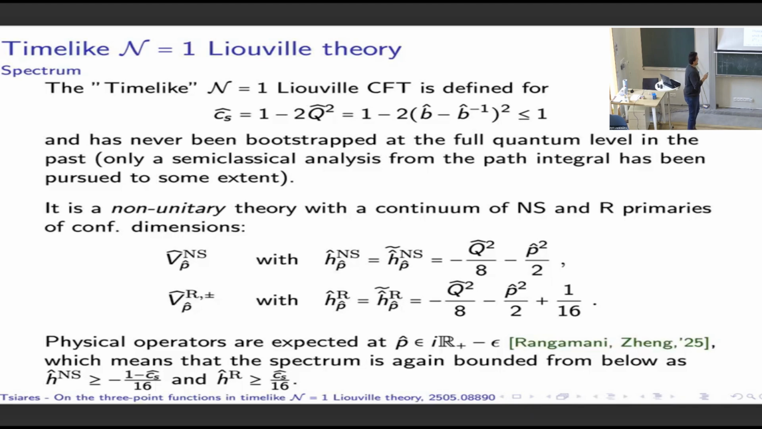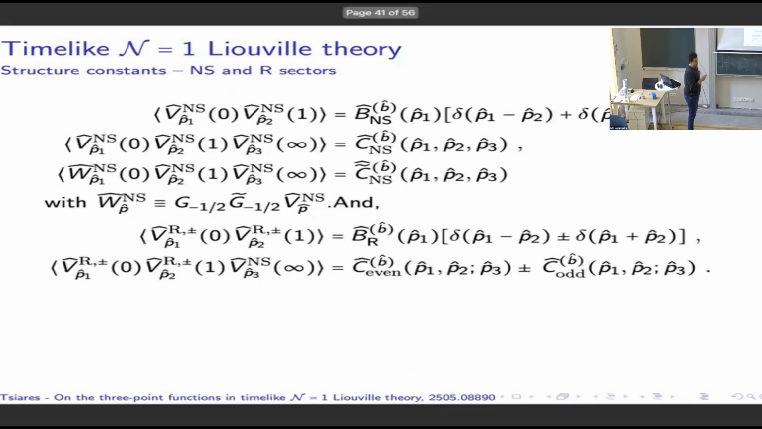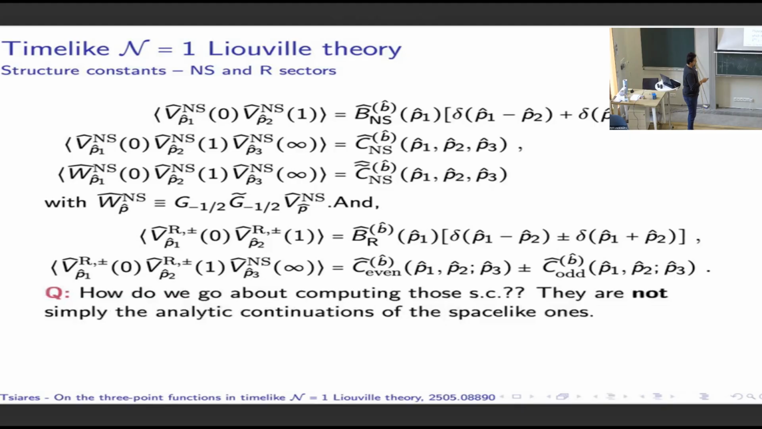So the timelike or imaginary n equals 1 Liouville CFT is defined for central charge given by this formula. Here basically I just wrote b as i b hat, and I will put hats on all the quantities related to this timelike n equals 1 version. To our surprise, it hadn't been bootstrapped at the full quantum level, except for some semi-classical analysis related to DS, etc. It's a little bit messy because of the NS and the Ramond sectors, but eventually it is doable. Again, just like the n equals 0 version, it is a non-unitary theory which depends on a continuum of NS and Ramond primaries with these conformal dimensions.